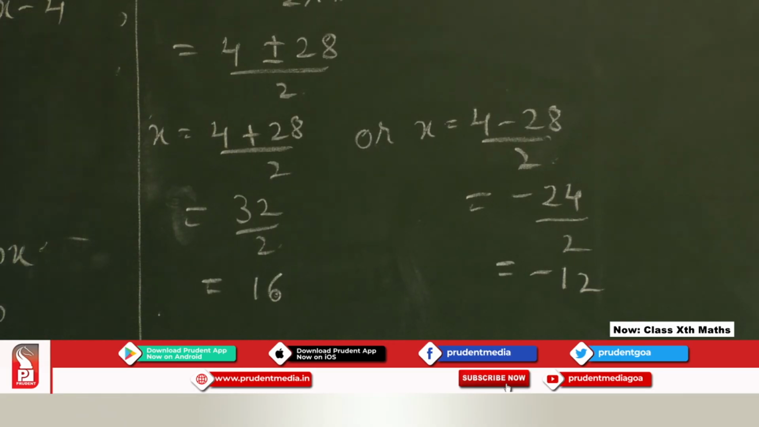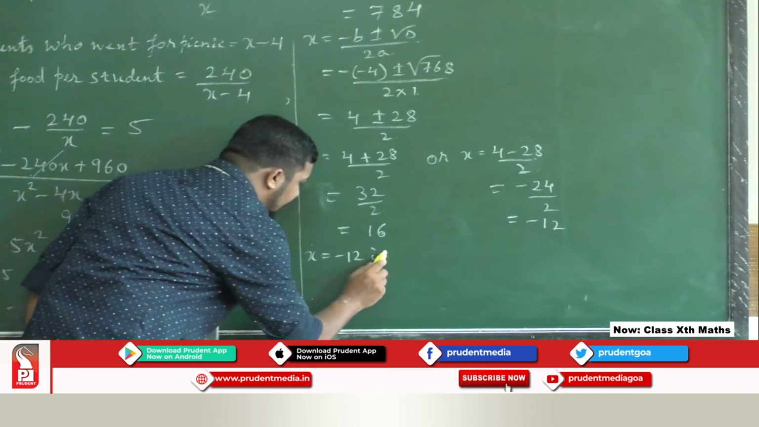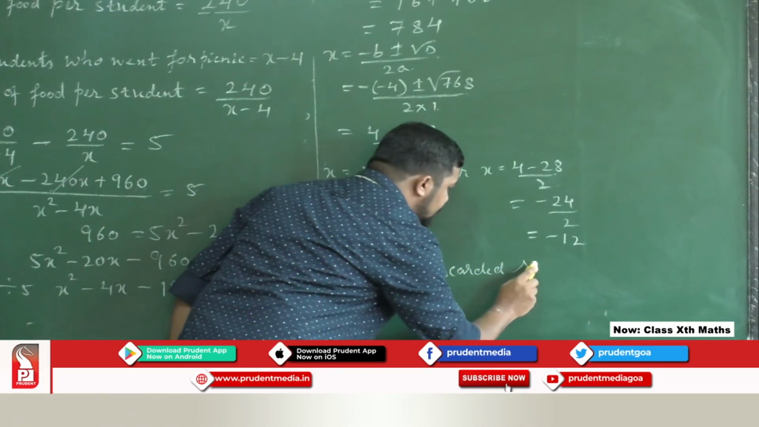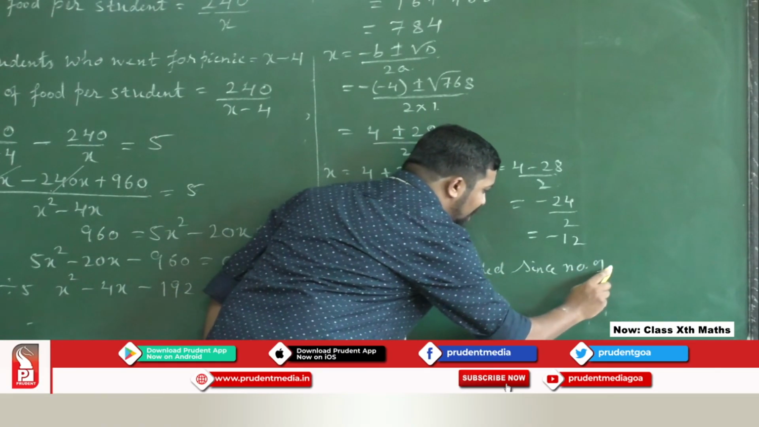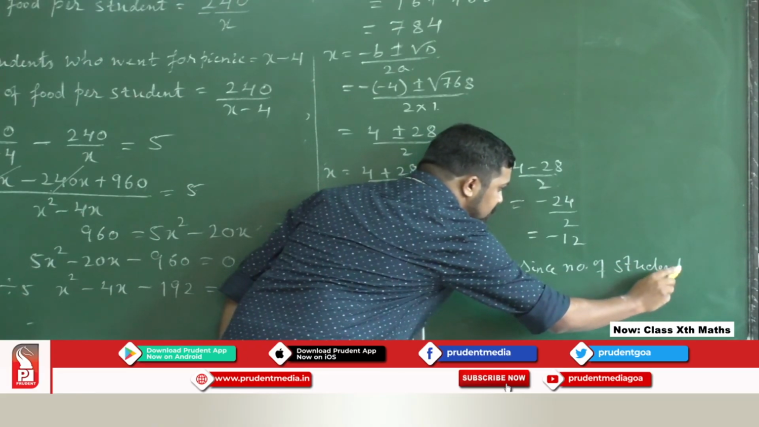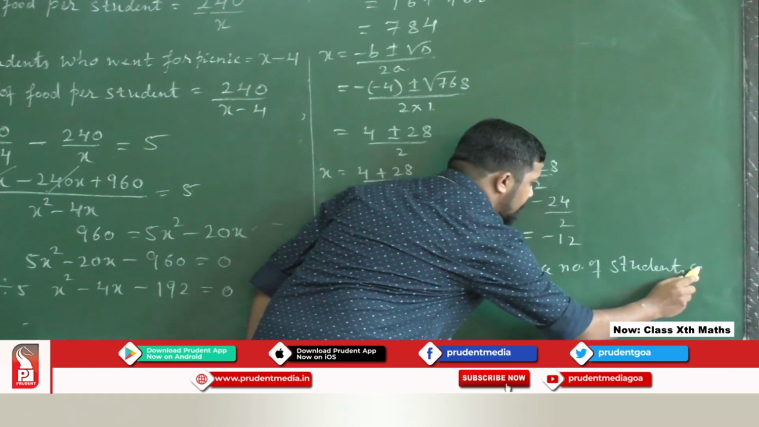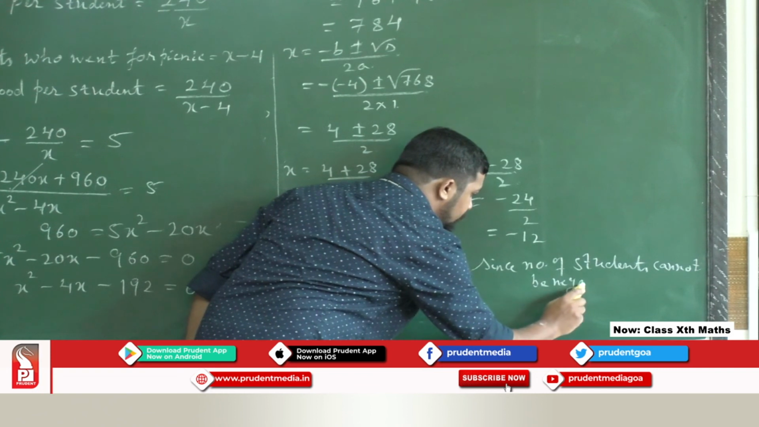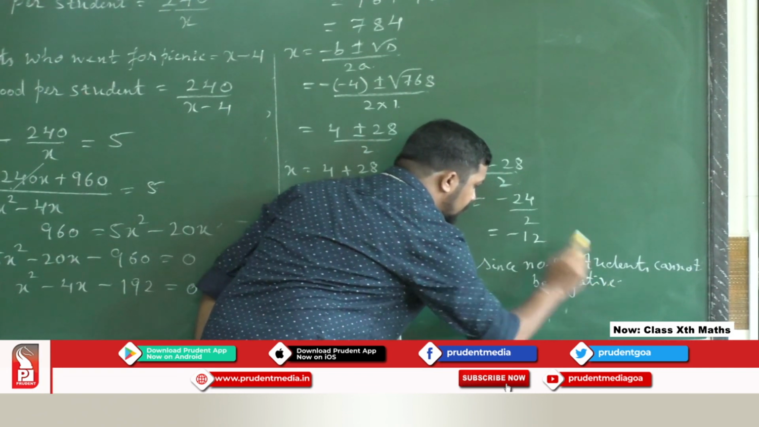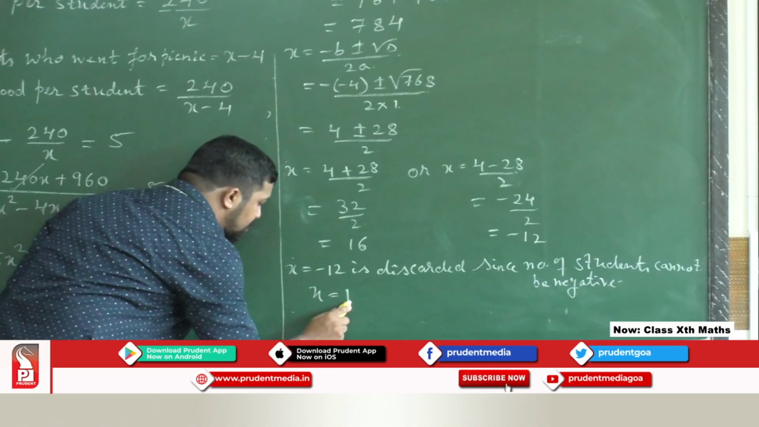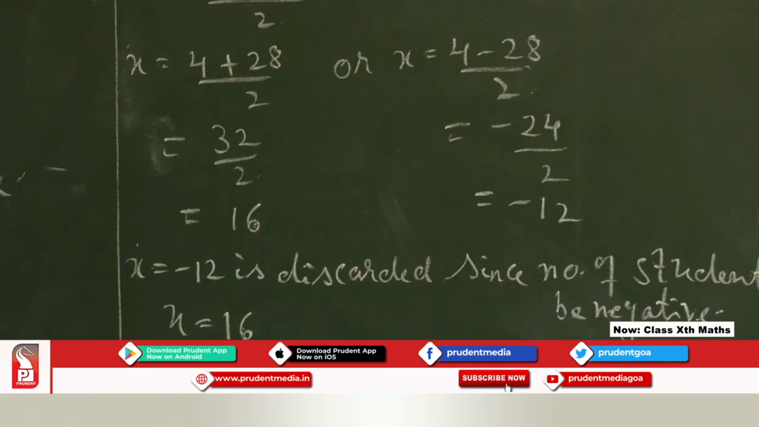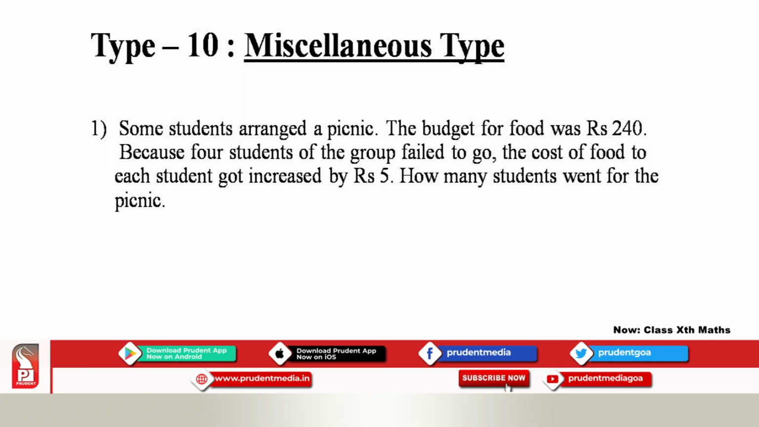So x equal to minus 12 is discarded, since the number of students cannot be negative. Therefore, x is equal to 16. Who is x? x are the students who arranged for the picnic. But what is the question asked? The question asked is, how many students went for the picnic? Went for the picnic is x minus 4.